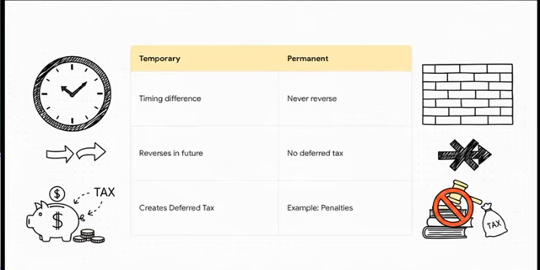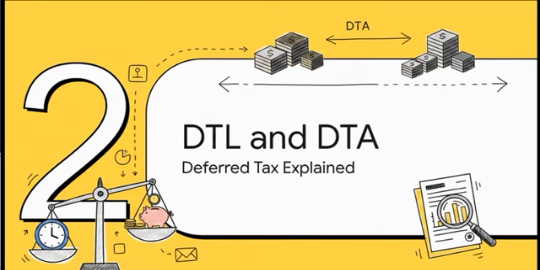Permanent differences, on the other hand, never reverse. For instance, if a company pays a legal penalty, the accounting books record it as an expense, but the tax authorities are absolutely never going to let you deduct a penalty. There's no future reversal, which means permanent differences create zero deferred tax. For this topic, you can just completely ignore them. Okay, with those foundational rules established, let's move into Section 2, DTL and DTA explained.